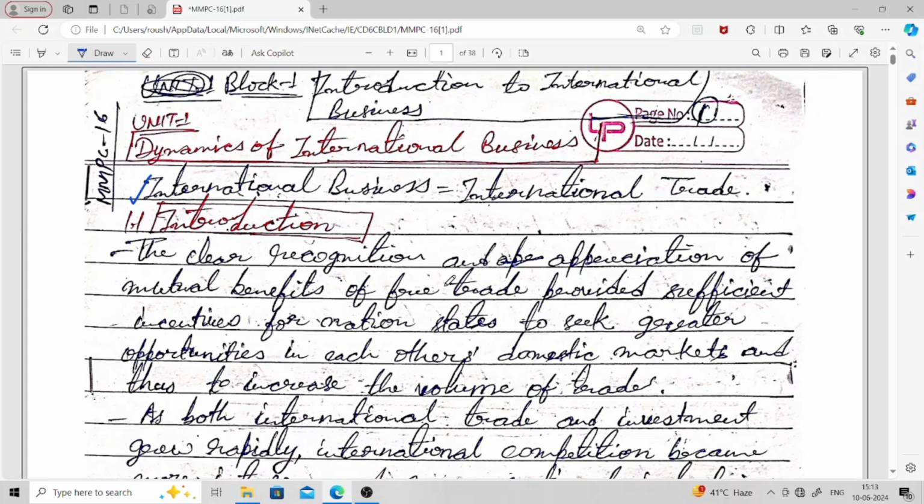As you can see on the screen, the first is 1.1 Introduction. The clear recognition and appreciation of mutual benefits of free trade provided sufficient incentives for nation states to seek greater opportunities in each other's domestic markets and thus to increase the volume of trade. It means it is the benefit of trading among nations. So that benefit caused the nations to trade with each other.